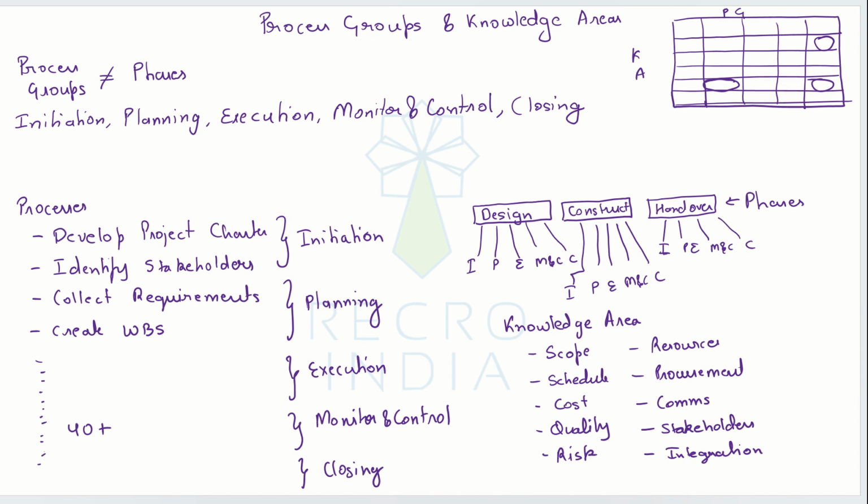And lastly, process groups are not the same as phases. Phases can be anything. This is completely subjective to the organization, what will be the phases that they will break down their project into. But what is a standard, or a more generic idea here, is that every phase will have all the 5 process groups, and in each process group we will see all the 10 knowledge areas.